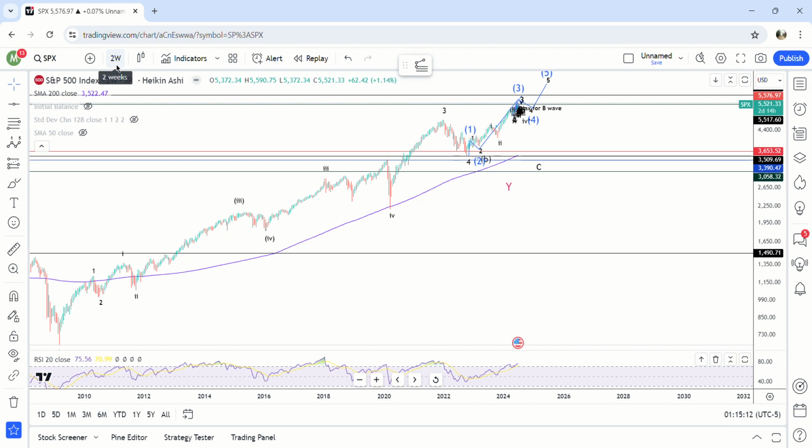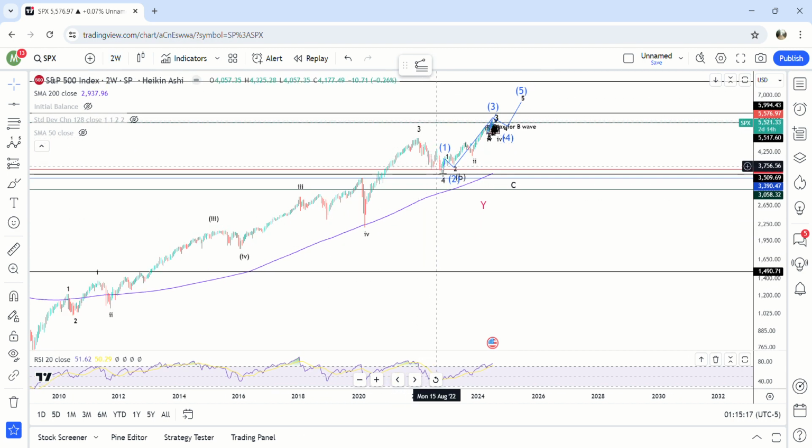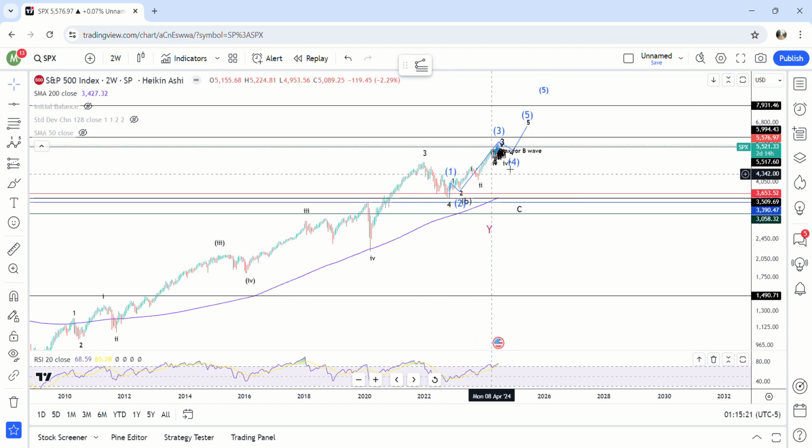How did I figure out those waves? I zoomed in farther. Then we get the 2022 corrective pullback here. That's wave 4. And now we're melting up again, so we've got to be in wave 5.